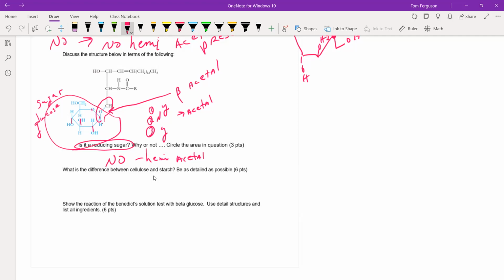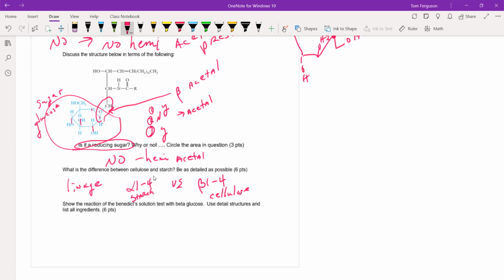What's the difference between cellulose and starch? Linkage. Alpha 1,4 versus beta 1,4. This would be starch. This would be cellulose.